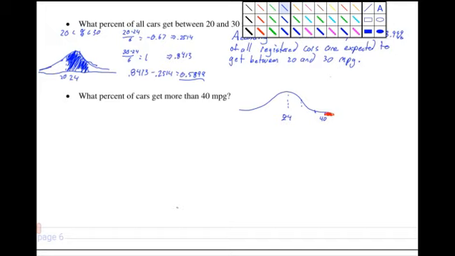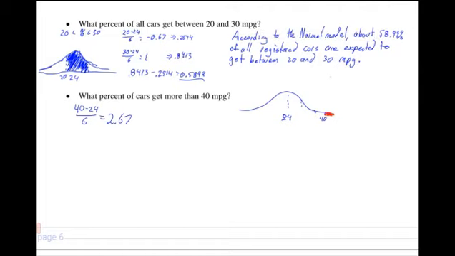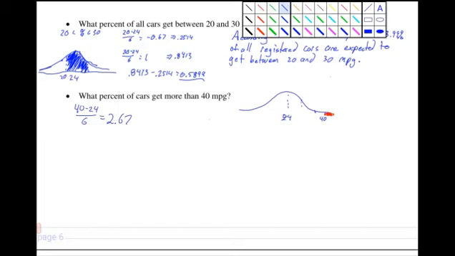So, find our z-score. 40 minus 24 divided by 6 equals 2.67. So 40 miles per gallon is 2.67 standard deviations above the mean. That gives us an idea how unusual it is, which is fairly unusual. The closer you get to 3, the more unusual. The bigger that standard deviation is, the more unusual. And so now let's look up what that is.